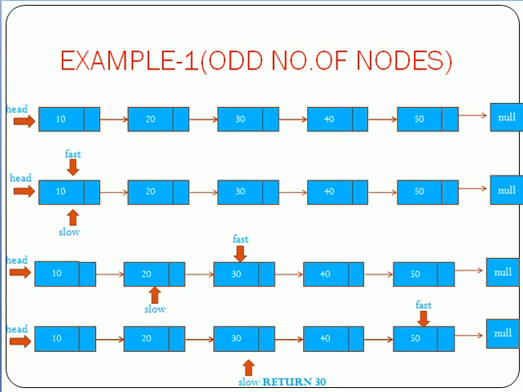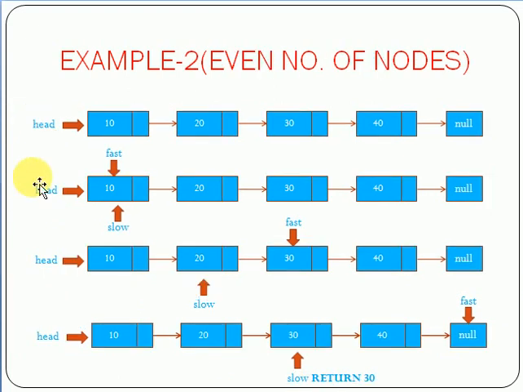Now talking about the even number of nodes, the process remains the same. So here also head is pointing to the 4 different nodes because we are considering an even number of nodes, and fast and slow are pointing to the same first node. And eventually fast is moving at twice the speed of slow. So when slow reaches the second node, then fast will reach the third node.